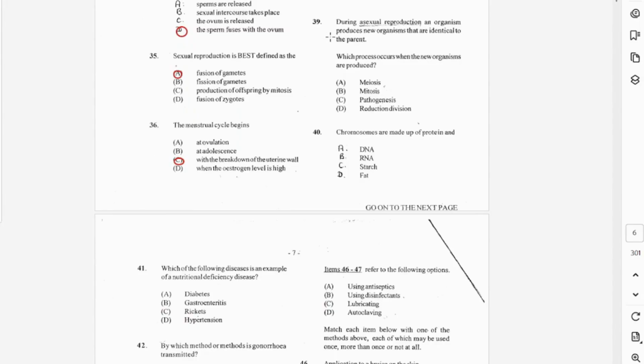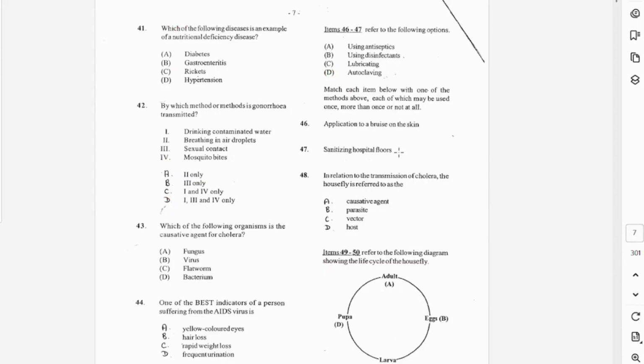39. During asexual reproduction, an organism produces new organisms that are identical to the parent. Which process occurs when the new organisms are produced? That would be mitosis. Mitosis allows for asexual reproduction to occur. Meiosis is sexual reproduction. 40. Chromosomes are made up of protein and A, DNA.